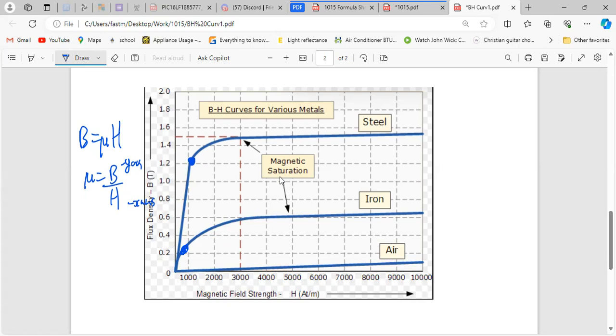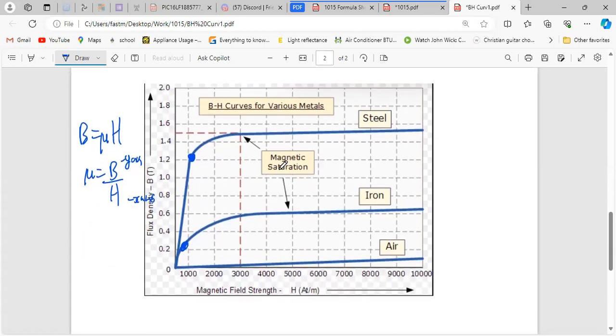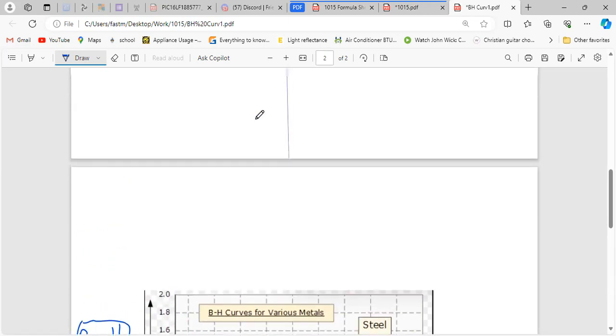Most of the time they will tell you "given" or "using the BH curve". If they say using the BH curve, that means you have to use the BH curve to get something. To use it, you either need the flux density B or the field intensity H. Once you have one, you get the other one. And this works on the equation B is equal to mu H. So that's something cool to remember.